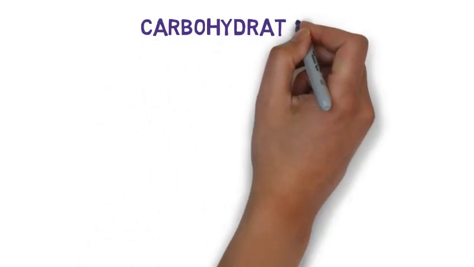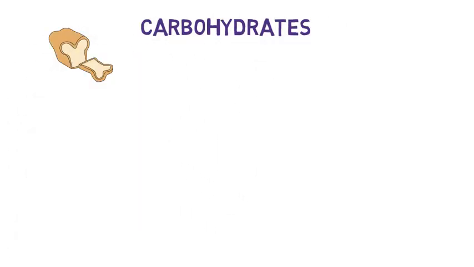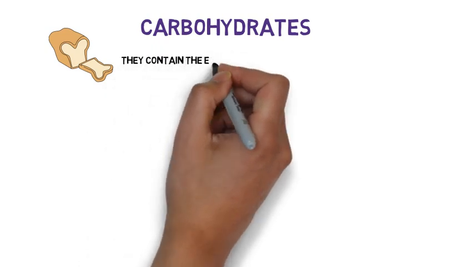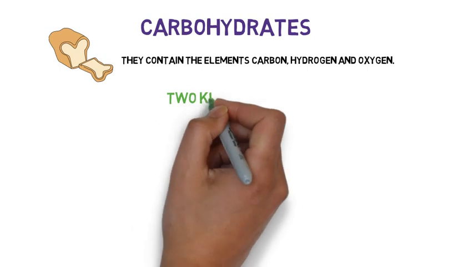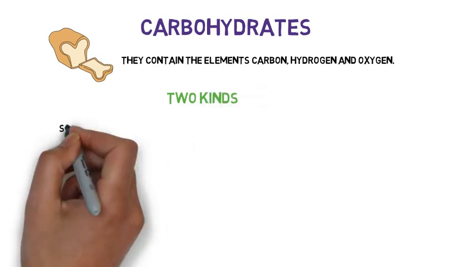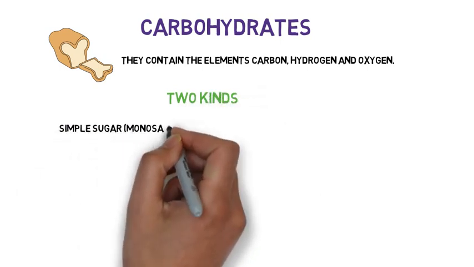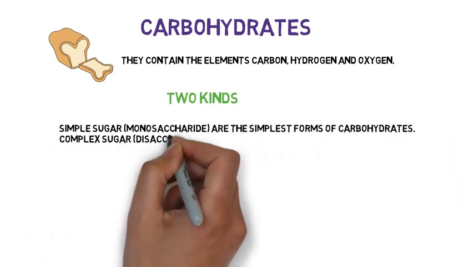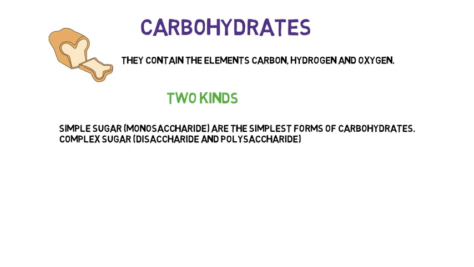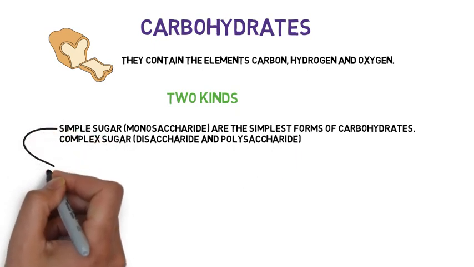Carbohydrates. Carbohydrates are the body's main source of energy. They contain the elements carbon, hydrogen, and oxygen. They come in two kinds. Simple sugars, monosaccharide, are the simplest form of carbohydrates. Complex sugars, disaccharide, and polysaccharide.